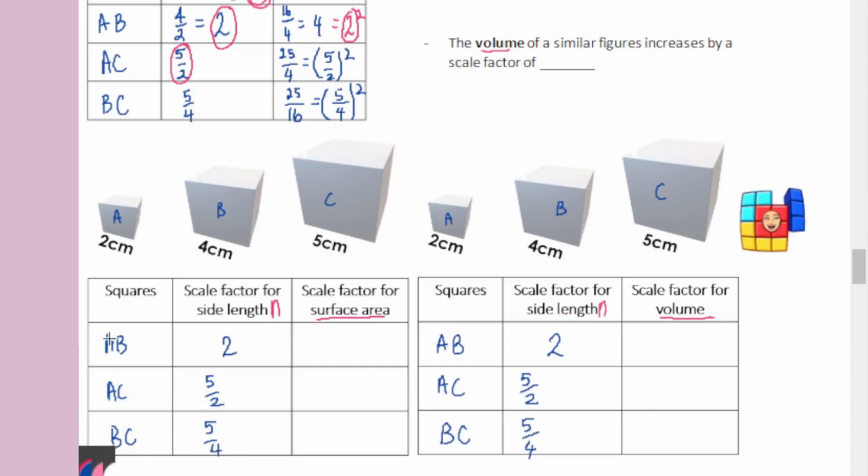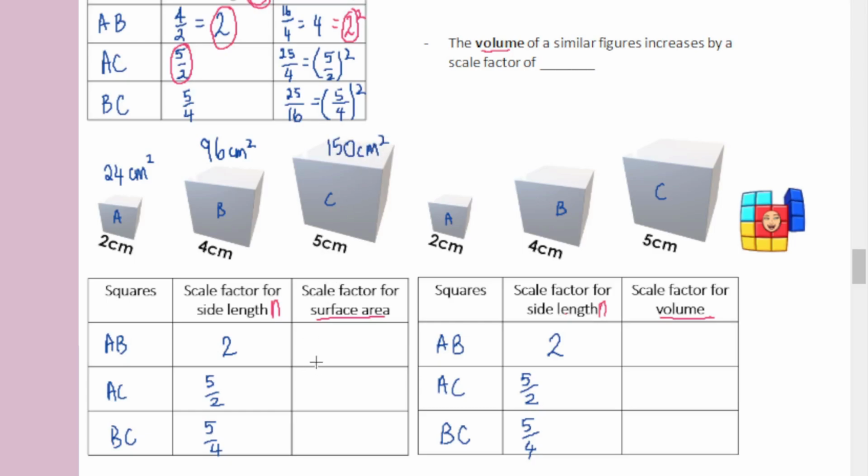Now let's look at the surface area. So the surface area of cube A is 2 times 2 times 6, which is 24 centimeters squared. The surface area for B is 4 times 4 times 6. So the surface area is the area of one side times 6. So 4 times 4 times 6, which is 96 centimeters squared. And for the big cube, we have 5 times 5 times 6, which is 150 centimeters squared.